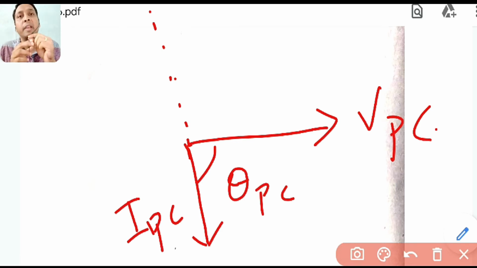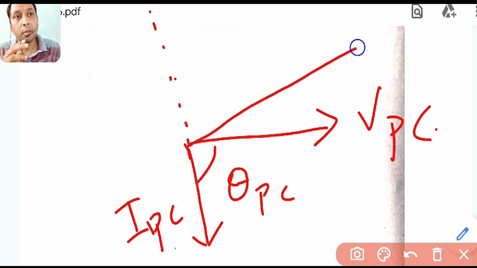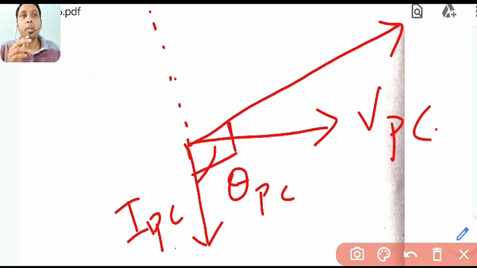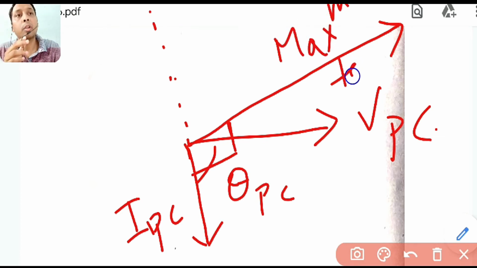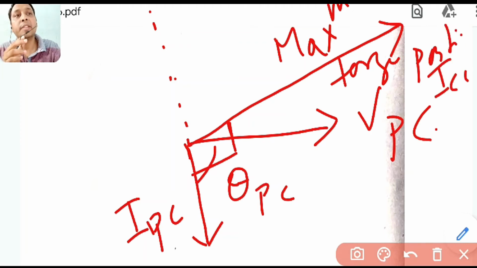So sin alpha is maximum when alpha is equal to 90 degree. So if the angle between these two currents, one is IPC, one is ICC. Till now you don't know where is your ICC. So if your ICC is at 90 degree with IPC, then maximum torque will occur. That means if I say this angle is 90 degree, then this is the maximum torque position. Means if your ICC remains here, then maximum torque will produce.